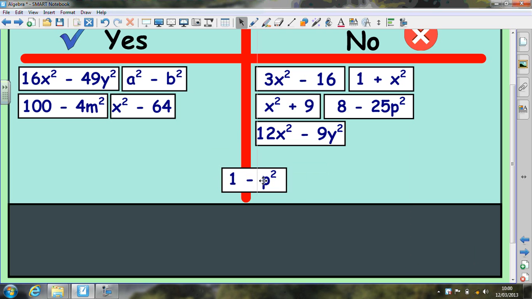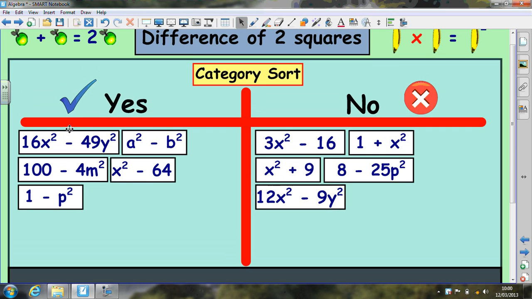And finally, we've got a subtract in the middle. 1 times 1 makes 1, which is good, and p times p makes p squared, so that is the difference of two squares. So that would be a category sort. All these ones here are difference of two squares, all these ones here are not. So these ones would factorise into double brackets, and these ones would not.